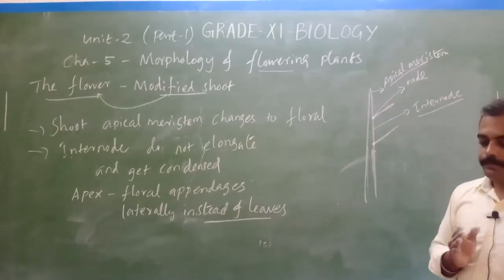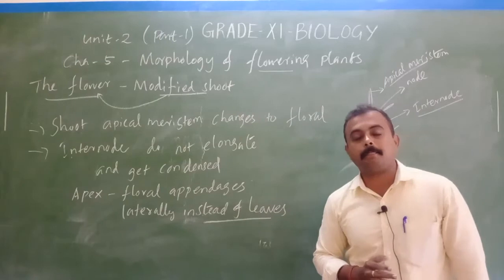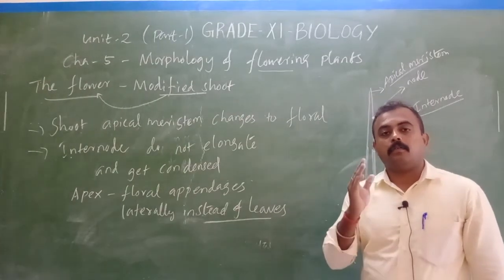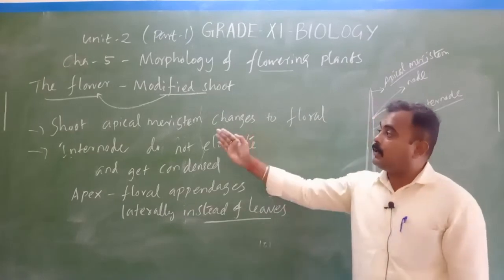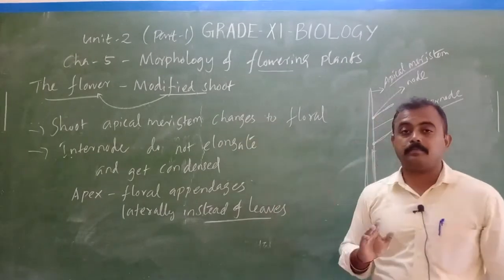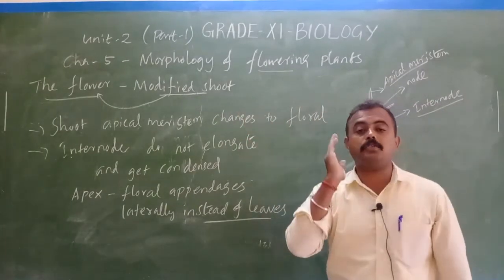So now in your mind, what about the flower? Actually it is shoot apical meristem. Actually it is a modified shoot.